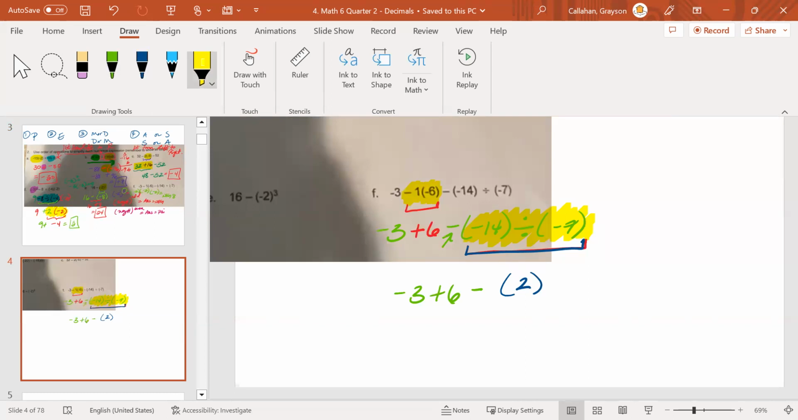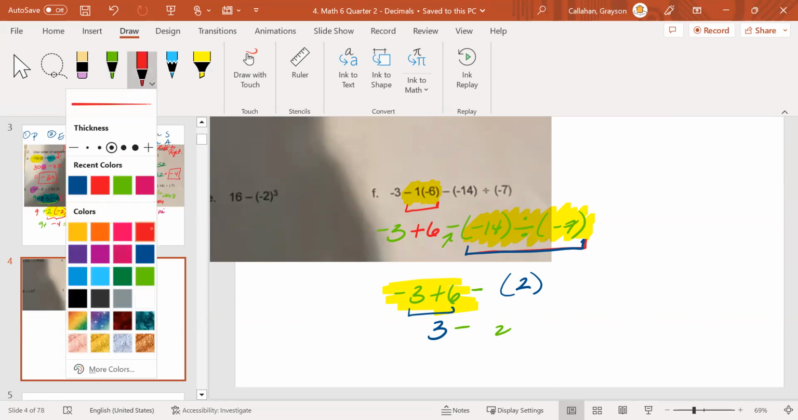So then at this point, you just have addition and subtraction. So you go from left to right, whichever one comes first. Negative 3 plus 6 gives me a positive 3. And then again, you write everything down exactly the way it is. The 2 is now by itself, so you don't need the parenthesis. And then your last step is 3 minus 2, which is just a 1.